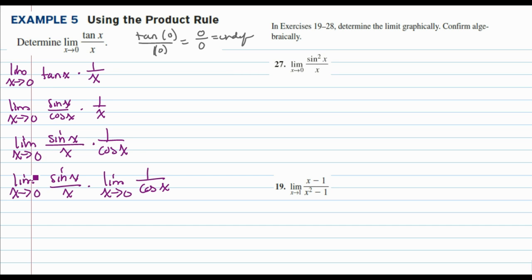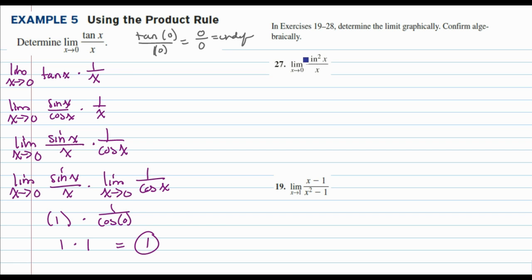And I know from memorizing it that the limit as x approaches 0 of sine of x over x is 1. And I also know from the last section that all I have to do is plug in 0 to find the limit as x approaches 0 of 1 over cosine x. So that's going to be 1 over the cosine of 0. And the cosine of 0 is 1. So I really have 1 times 1. So the limit as x approaches 0 of the tangent of x divided by x is 1.